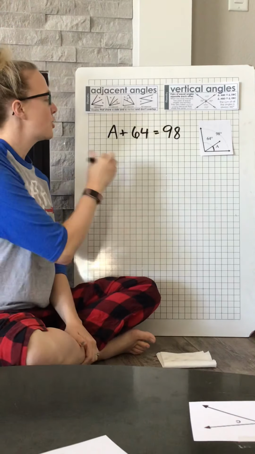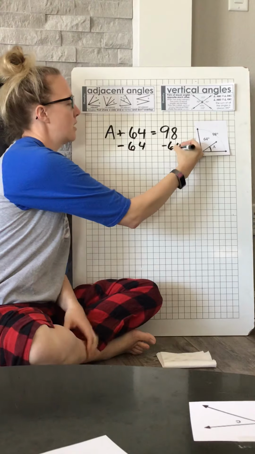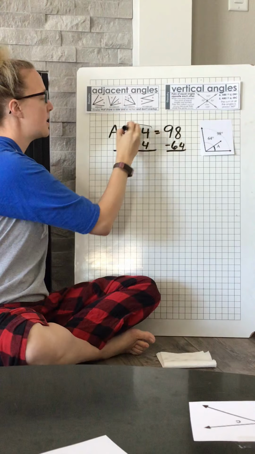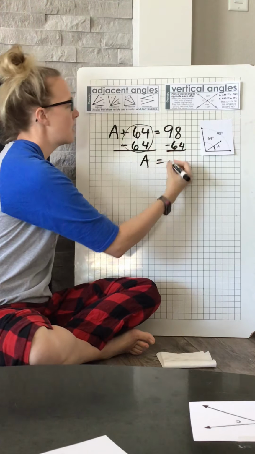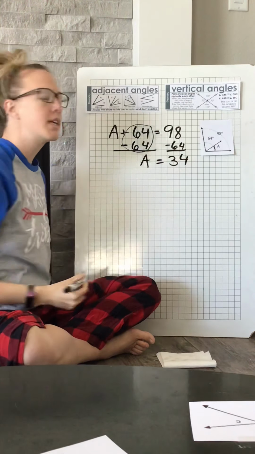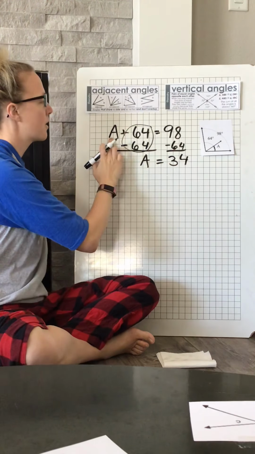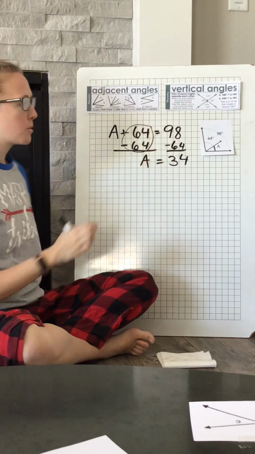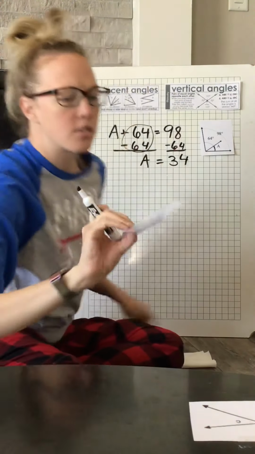All right, so you should have chosen that I need to subtract 64 from both sides. When I do that, remember these two cancel each other out, leaving me just my variable A. 98 minus 64: 8 minus 4 is 4, 9 minus 6 is 3, so this angle should be 34 degrees. And if I wanted to go back and check, 34 plus 64 should give me that 98 degrees. So again, this is a one-step equation, which is why we worked hard to set those up last unit.